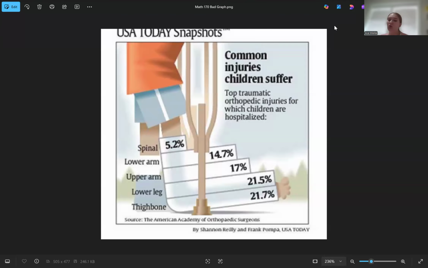The people who made this graph might intentionally want to instill fear in parents and perhaps inflate some of the statistics that actually exist, or at least make it seem like the statistics are much higher. But overall, I just think this is an interesting graph, and I think it has a lot of faults that are very clear.